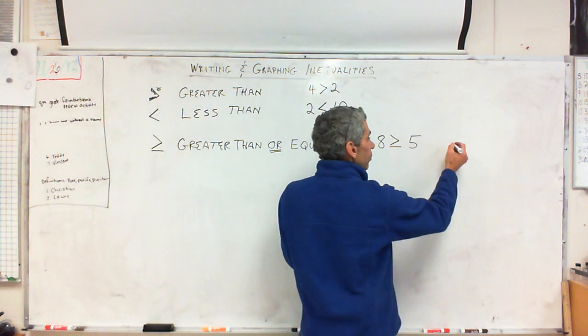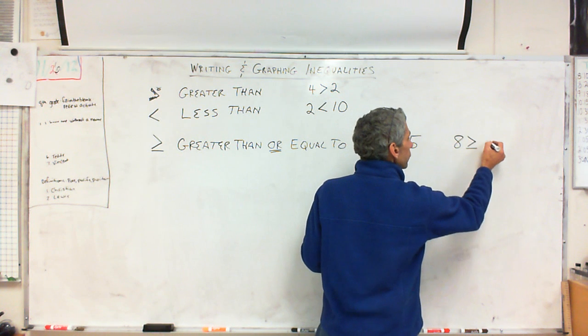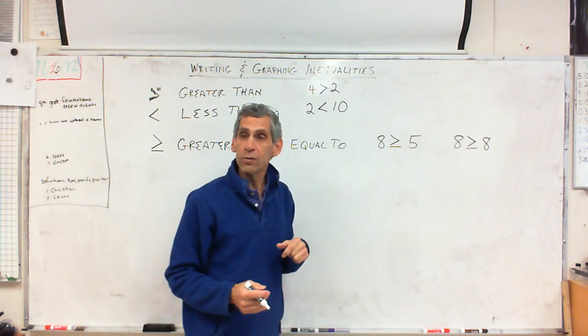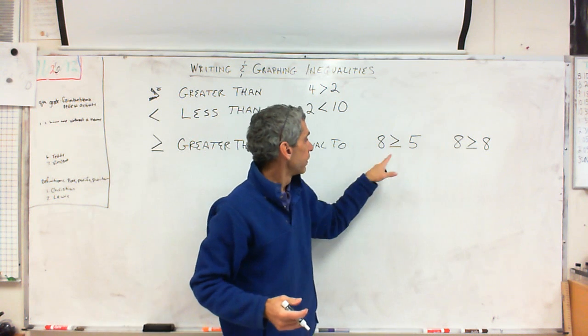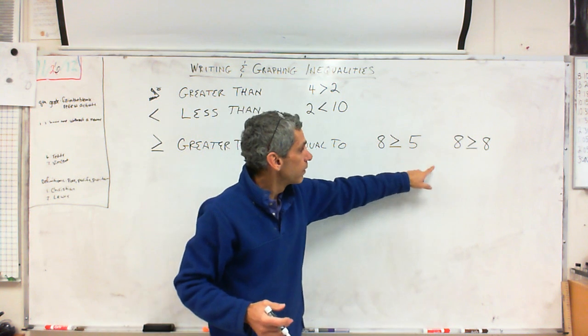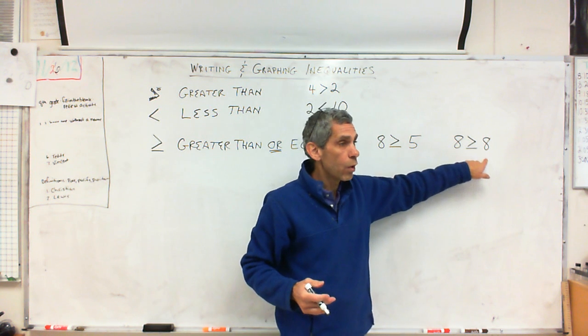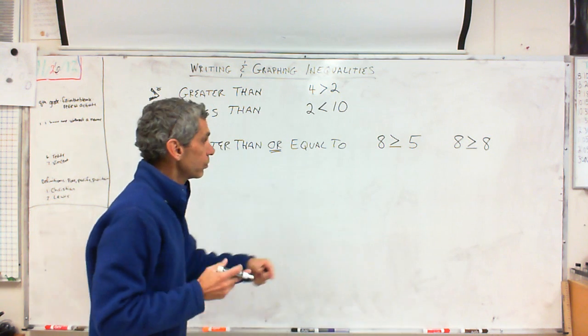Now, is this true? 8 is greater than or equal to 8. Yes. Both of those are true. 8 is definitely greater than 5, so it's greater than or equal to 5. 8 is definitely equal to 8, so 8 is greater than or equal to 8. Both of those are true.